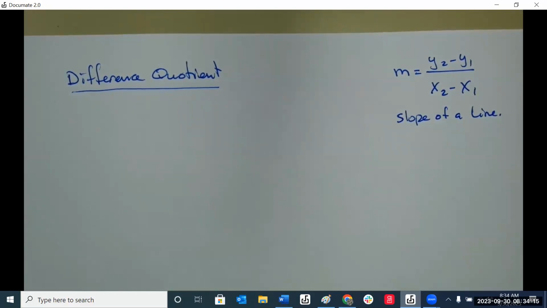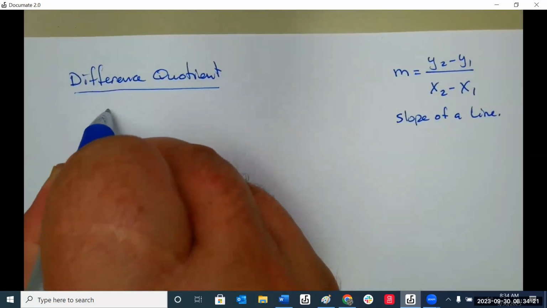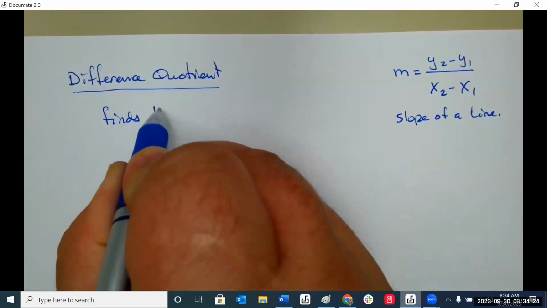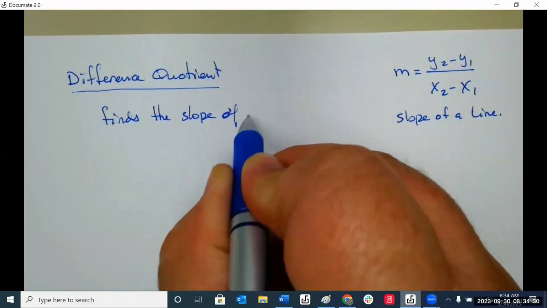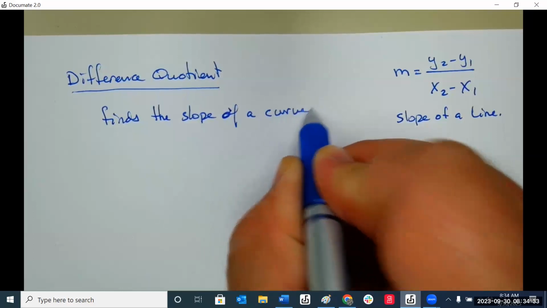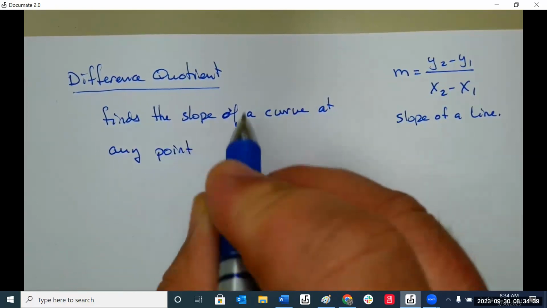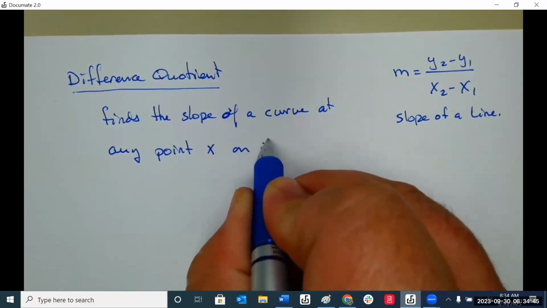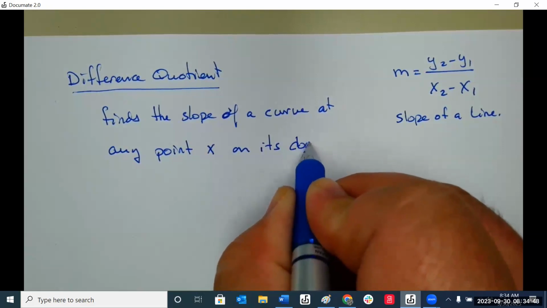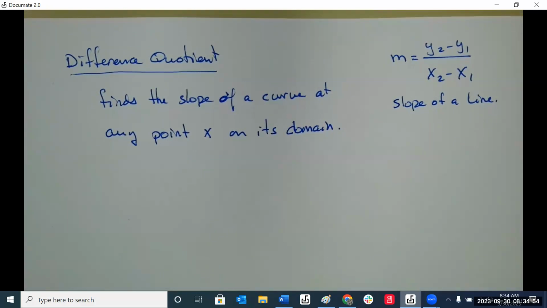But what about a slope of a curve? This one, the difference quotient, finds the slope of a curve at any point x on its domain. Let's see what this means.